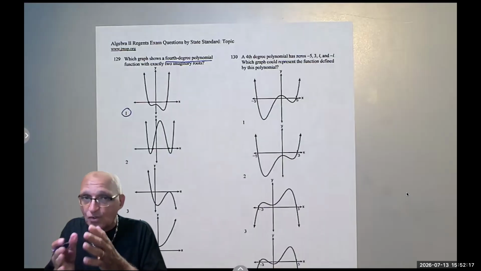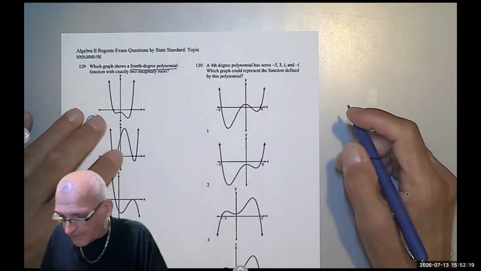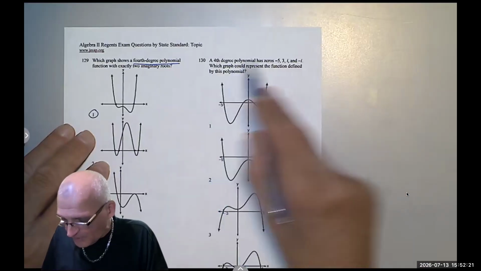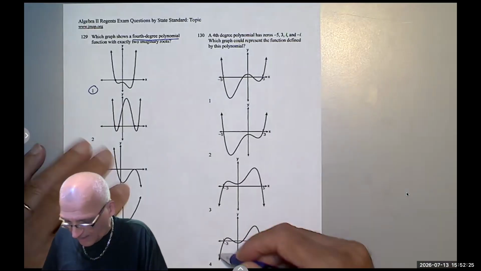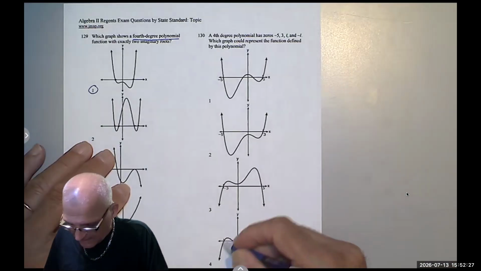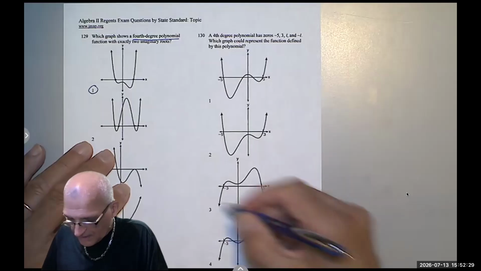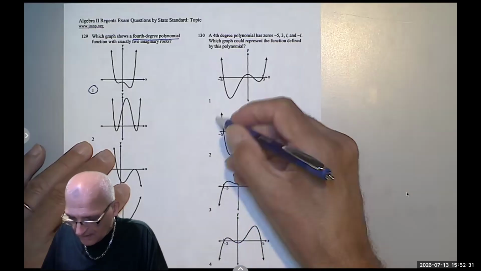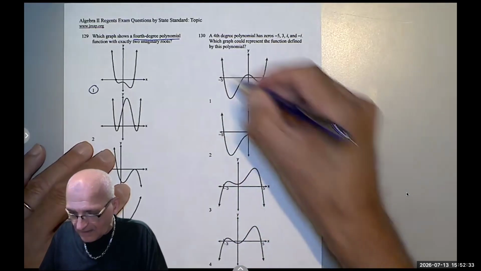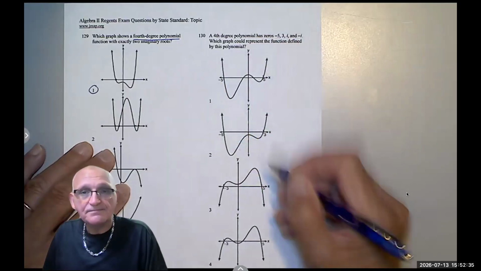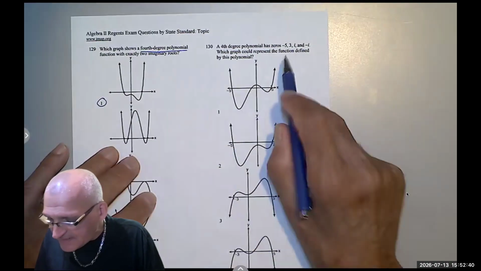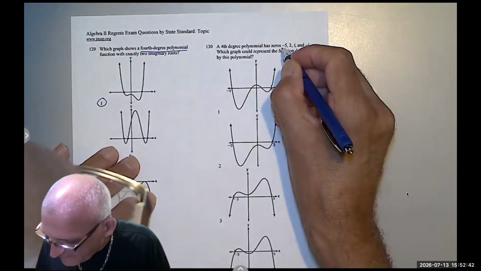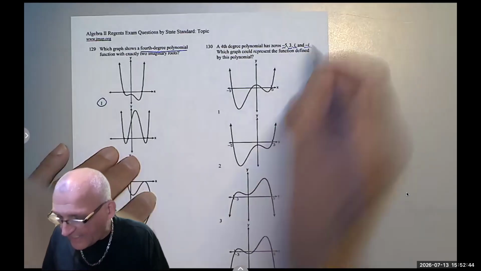Okay, you have to read the whole thing to make up your mind. A 4th degree polynomial, yeah, all of them are 4th degree. They have three turns, up, down, up. But now they tell you it has zeros at negative 5, 3i, and negative i.